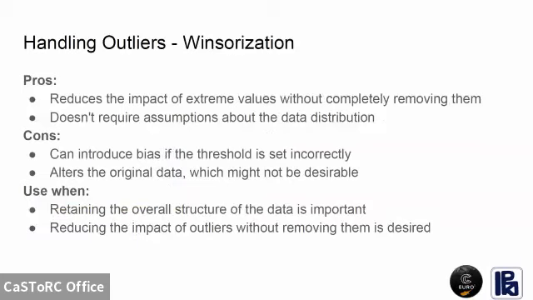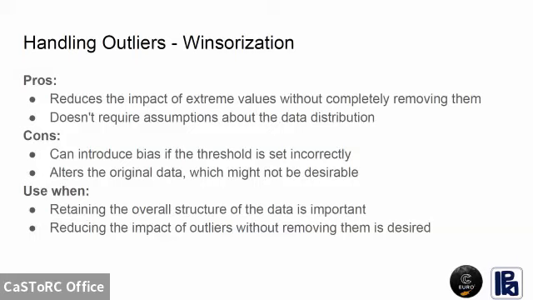The positive things about using this method: it reduces the impact of extreme values without completely removing them, because you're removing up to a threshold. And also, it doesn't require any assumption about how your data is distributed. So if you don't know the distribution of your data, and you have to make sure that you don't include any outliers in your data set, you can use this method.